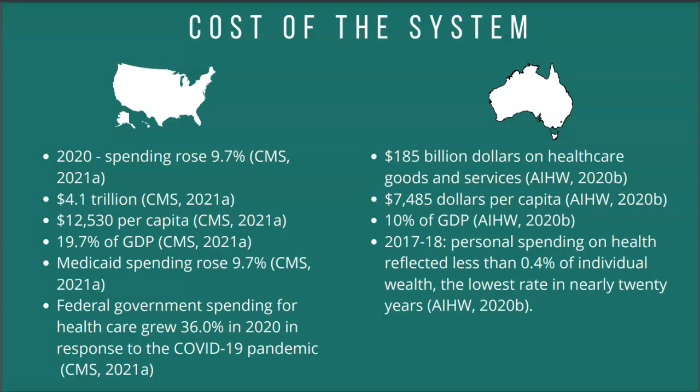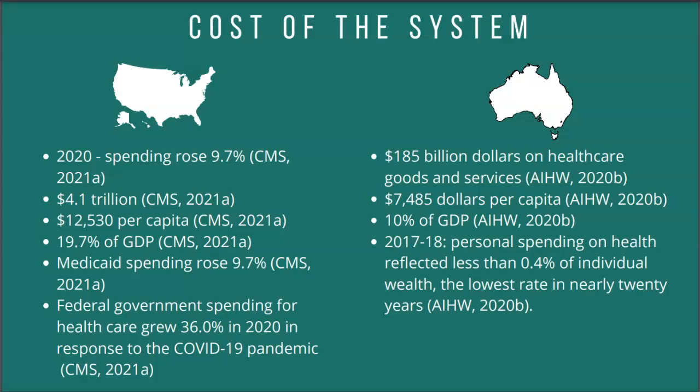Federal government spending for healthcare grew 36% in 2020 in response to the COVID-19 pandemic. Hospital expenditures, physician and clinical expenditures, and prescription drug costs all increased in 2020. Australia has a complex healthcare system funded by all levels of governments as well as non-government entities such as individuals, private health insurance providers, and injury compensation insurers.